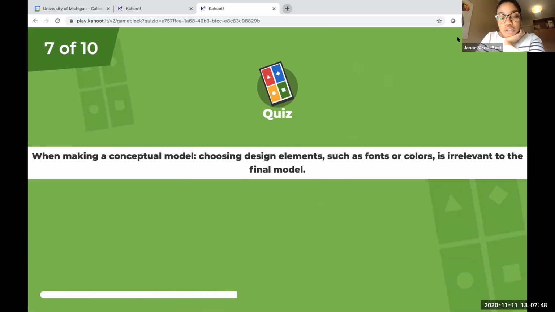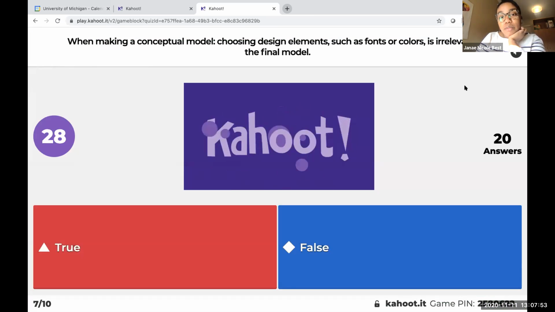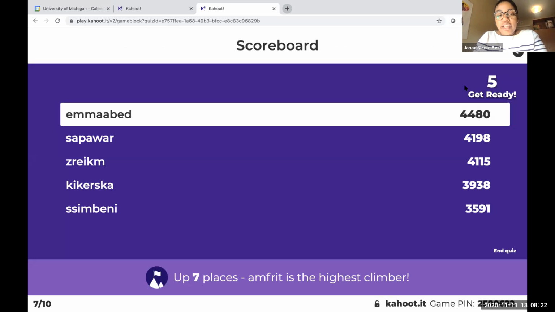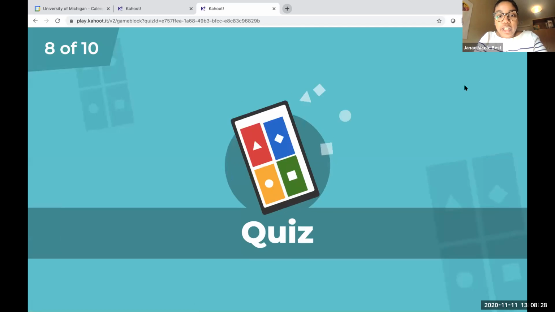When making a conceptual model, choosing design elements such as font colors is irrelevant to the final model. True or false? I think we talked about this a tiny bit last class period. Okay. Good job. We know that the way that the conceptual model is designed can definitely be important for readability purposes and conveying your point.